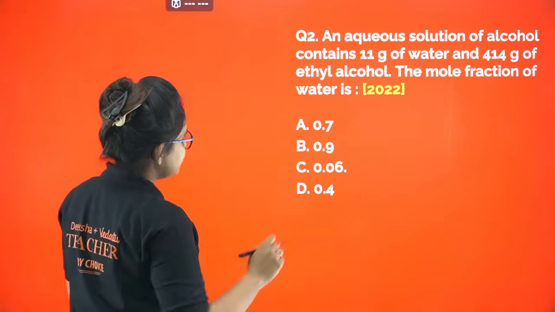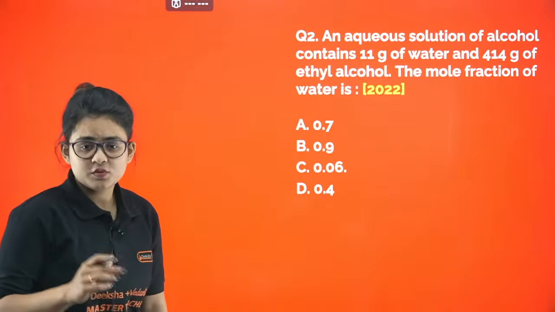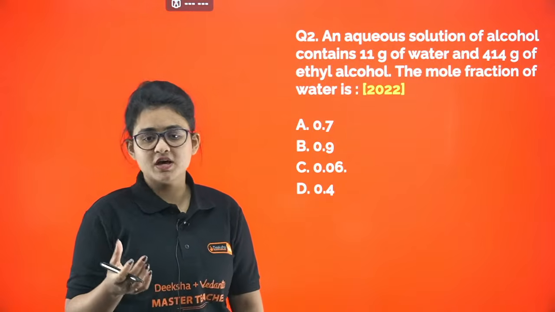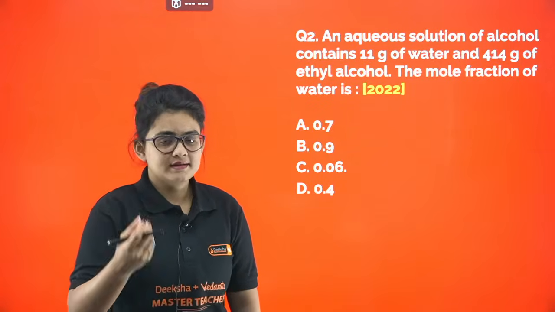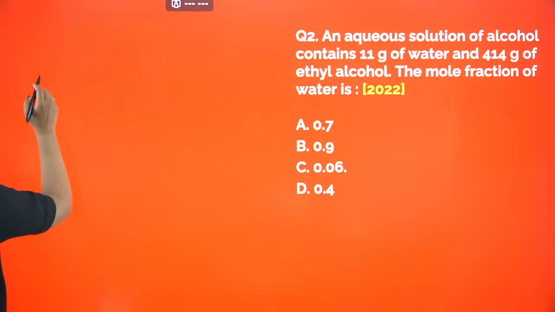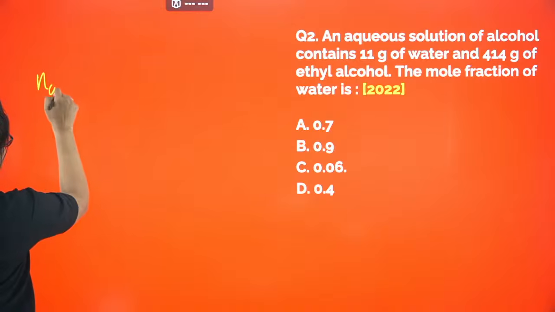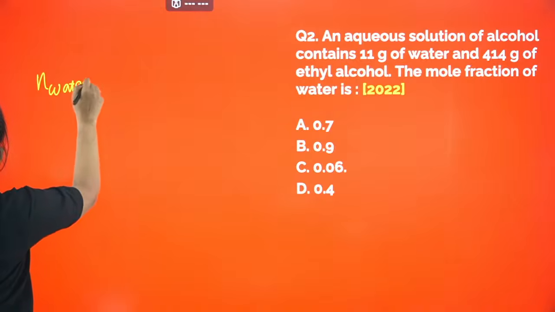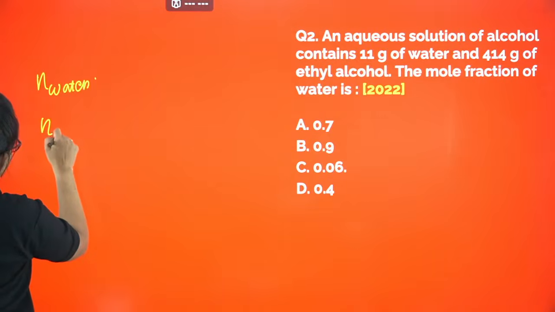So first, we have to calculate the mole fraction. In order to find the mole fraction, we have to find the number of moles first. So how should I find it? I have to first find the number of moles of water, and then the number of moles of alcohol.